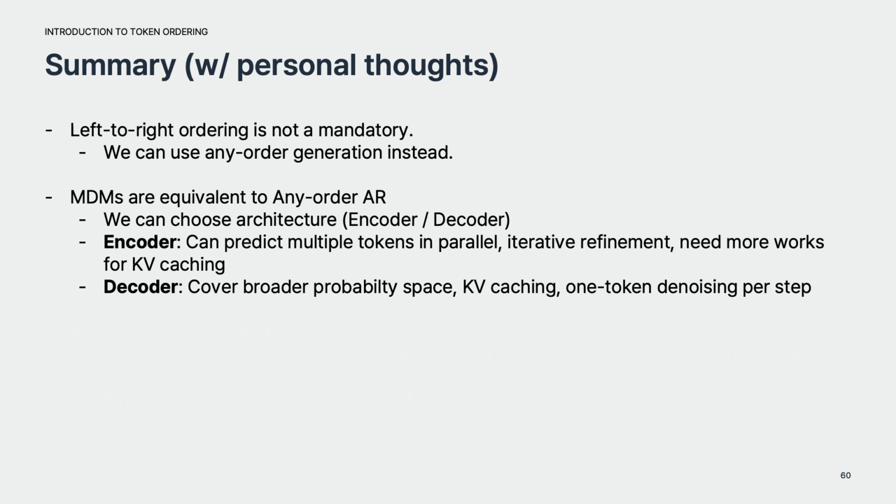The second one is that mask diffusion models, or MDMs, are basically equivalent to any-order AR, and we get to choose the architecture, encoder or decoder. Encoders can predict multiple tokens in parallel, and they allow iterative refinement, but they need more work if we want KV caching. Decoders cover a broader probability space. They naturally support KV caching, and they generate one token at a time, step by step.